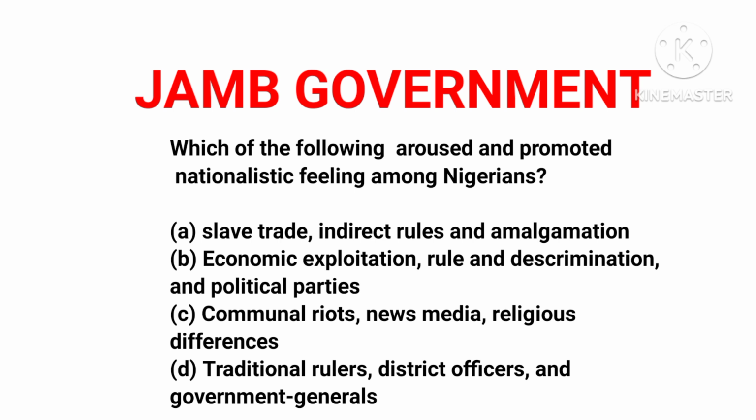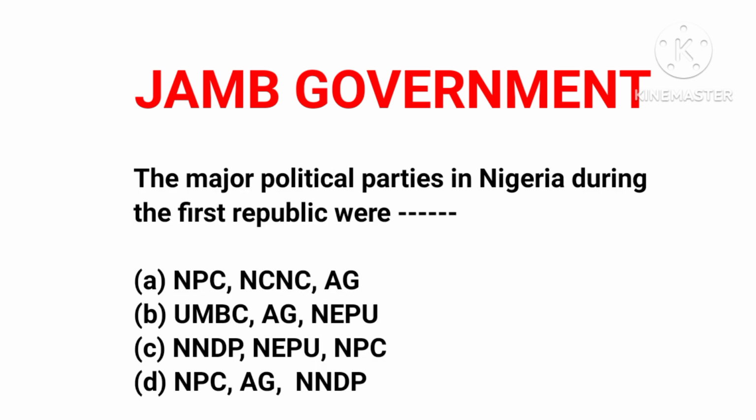Now let's move to the last one, question 40. The major political parties in Nigeria during the First Republic were. Now, I need you guys to read about the First Republic, okay? You need to read about it because I see a lot of questions on First Republic. Now, you have option A, NPC, NCNC, AG. You have option B, UMBC, AG, NEPU. C, NNDP, NEPU, NPC, that's C, and D, NPC, AG, and NNDP.